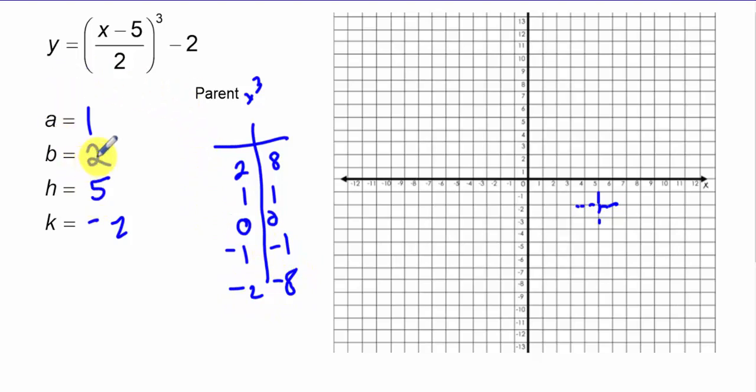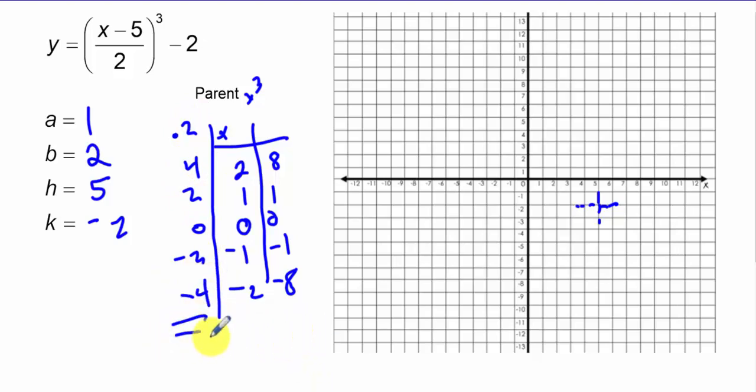And then since this has a b in it, that's an x multiplier. I'm going to take all my x values and multiply those by 2. So I have a 4, a 2, a 0, a -2, and a -4. And then I'm going to graph those x and y movements from that translated origin. So I move over 4 and up 8. 1, 2, 3, 4, 5, 6, 7, 8.